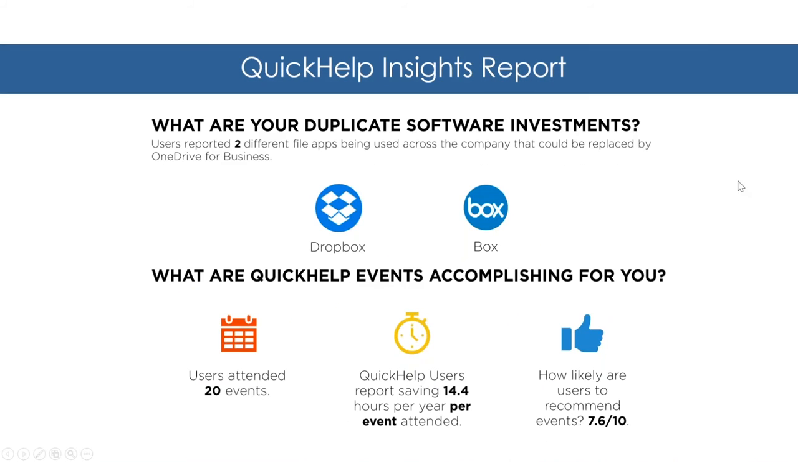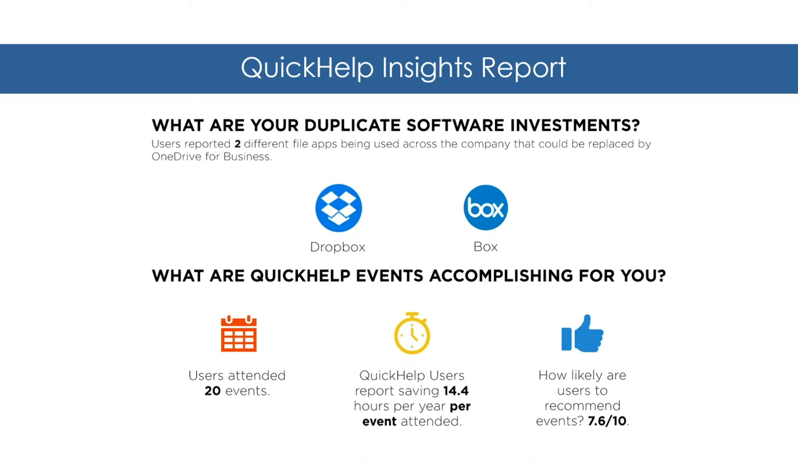We can even get into information to help eliminate duplicate applications. Users reported 2 different file apps being used across the company that could be replaced by OneDrive for Business. One of the questions probably asked in a OneDrive skill path was, are you using anything similar to OneDrive? And users said, yeah, we're using Dropbox and Box. So you can get that kind of insight and information and provide that to an organization.